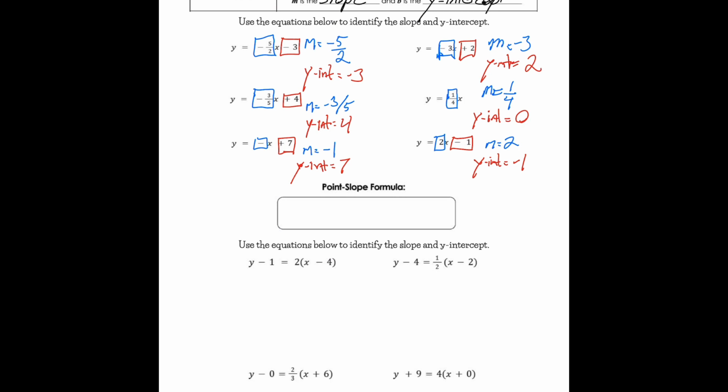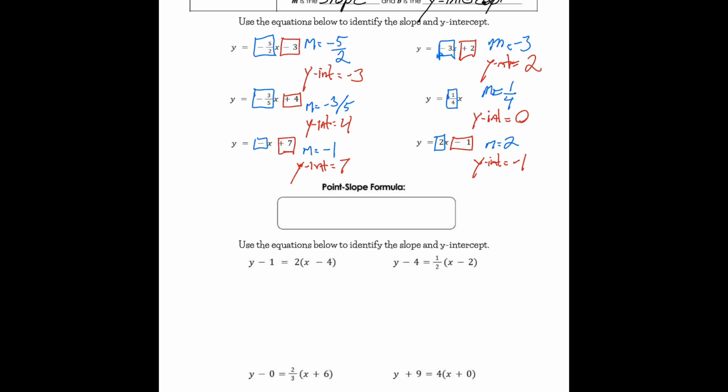Okay, point slope formula is another form of an equation of a line that you're going to see. And we are going to then manipulate this formula so that it looks like the slope-intercept form, right? So we're going to be given this point slope formula, and we're going to move things around until it looks like the equations that we just did for slope-intercept form.